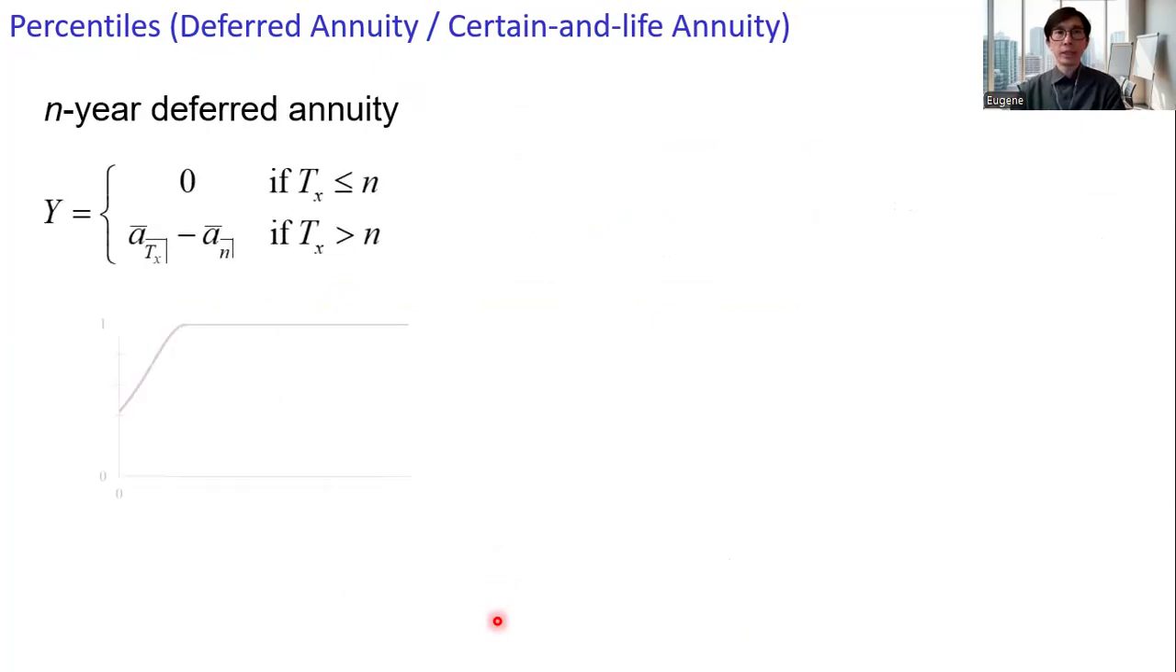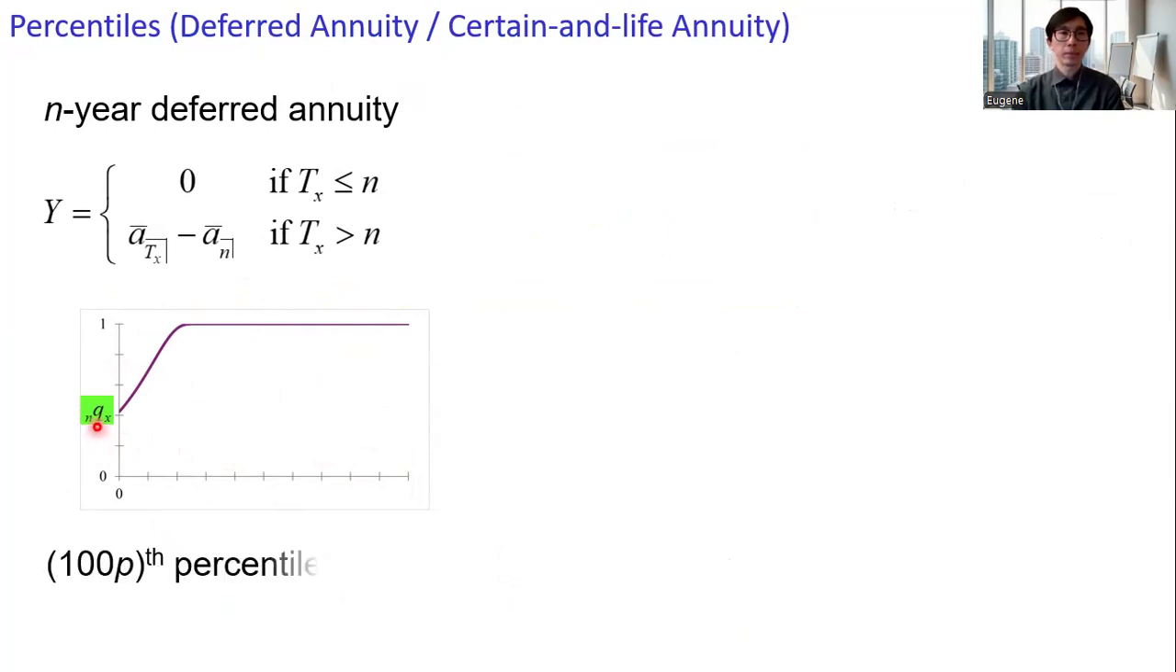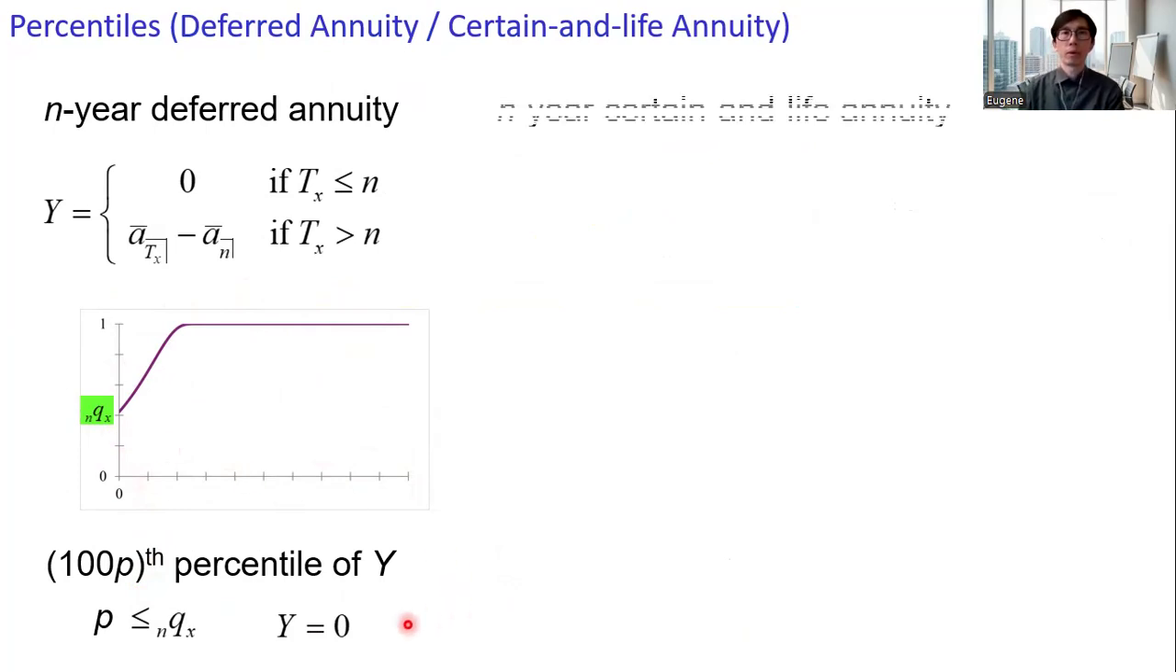And then for deferred annuity and certain and life annuity. For deferred annuity, we have this CDF for Y. A probability mass at Y equals 0, NQX. That is, for the 100 times Pth percentile of Y, if P is less than or equals NQX, then Y is 0.